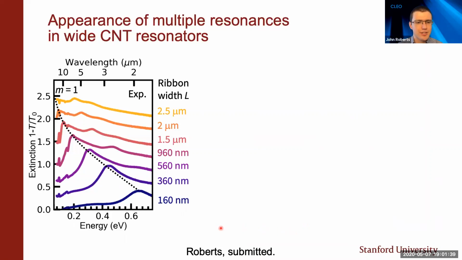Experimentally, we measure this appearance of multiple resonances when we look at resonators that are comparatively wide. So this is a series of extinction spectra, again, for polarization along the nanotubes, for normal cut ribbons with widths increasing from 160 nanometers up to 2.5 microns. And we see that the original resonance peak is redshifted, and then at certain resonator widths, higher order modes begin to appear in the spectrum.